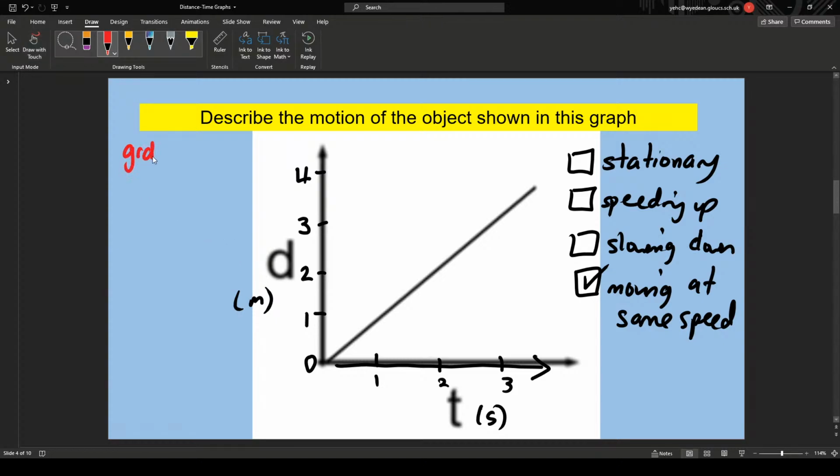Gradient, which is the slope, is equal to rise over run, being the change in y divided by the change in x. Sorry, I misspoke. So change in y over x. So what is y in this case? Well, in a distance time graph, the y-axis is distance. And the x-axis is time.